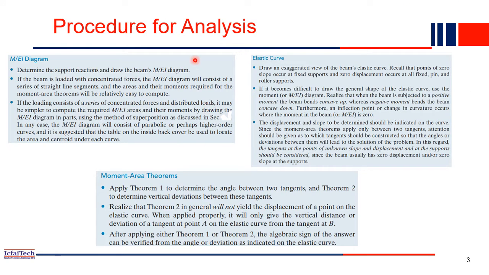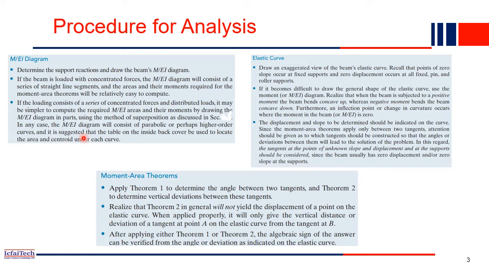So the procedure for analysis here is, first we have to draw the M by EI diagram. What is the M by EI diagram? That is nothing but you first draw the moment diagram of a particular beam. Once you draw the moment diagram, you just divide it by EI and you will get the M by EI diagram. Next, you draw the elastic curve. Already we know how to draw the elastic curve. And then lastly, you apply the moment area theorem.